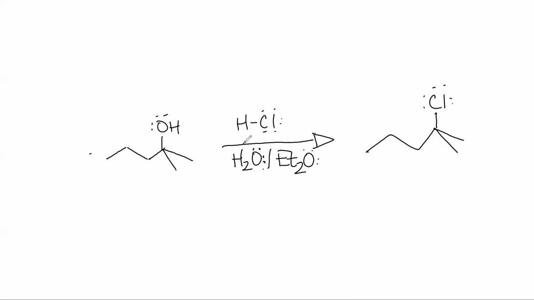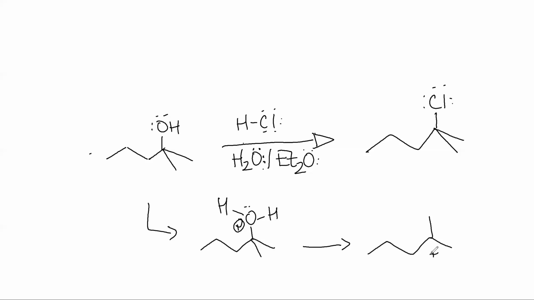So the way that this works is that hydroxide's not a leaving group, right? We need to make it into a leaving group. And the leaving group we're going to make it into is water. Then it needs to leave to form a carbocation. And then the chloride needs to attack to form your final product.